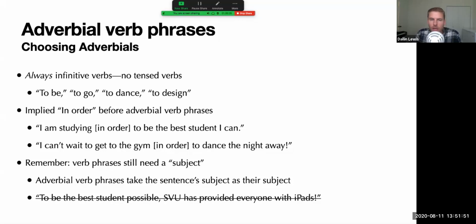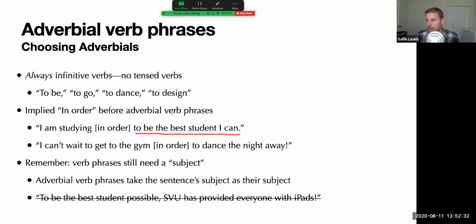And the way to identify whether or not a verb phrase is an adverbial versus, say, a nominal is to notice that they always come with an implied "in order" before them. If you can add that phrase "in order" to an infinitive verb phrase, you know it's adverbial. So, "I am studying to be the best student I can." There's an implicit "in order." "I am studying in order to be the best student I can." So I know that this phrase, "to be the best student I can," is an adverbial verb phrase.